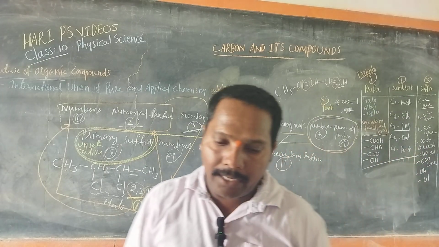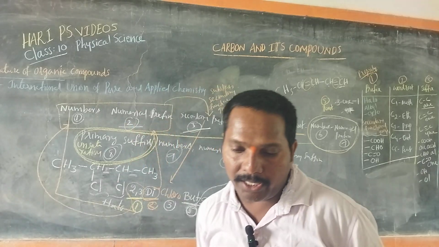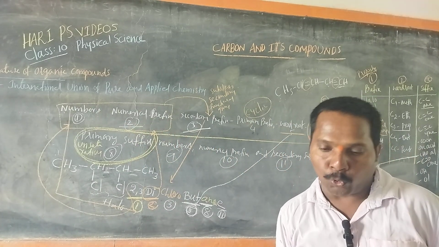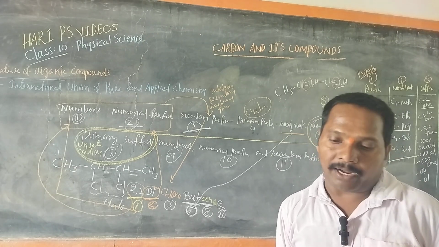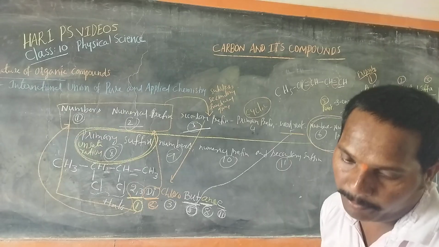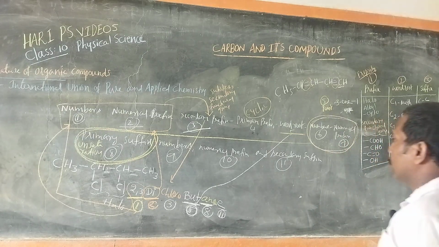Then 9 and 10 tell about the position and repetition of the functional group or principal functional group in a polyfunctional compound.